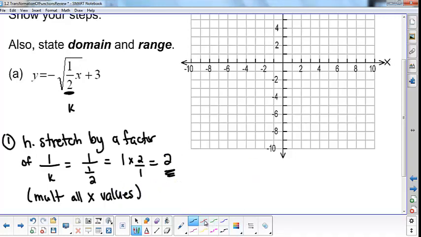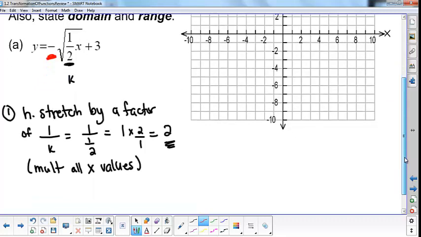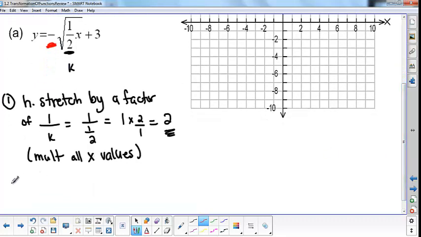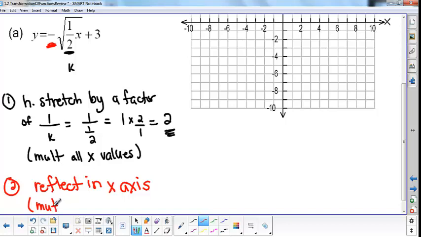Again, back to SRT. The next thing we're going to do is take a look and see if there are any reflections. Well, right here, I see that there is a negative sign, so my A value is negative. That tells me that there's going to be a reflection in the x-axis. So basically, take all your y values and multiply by -1.